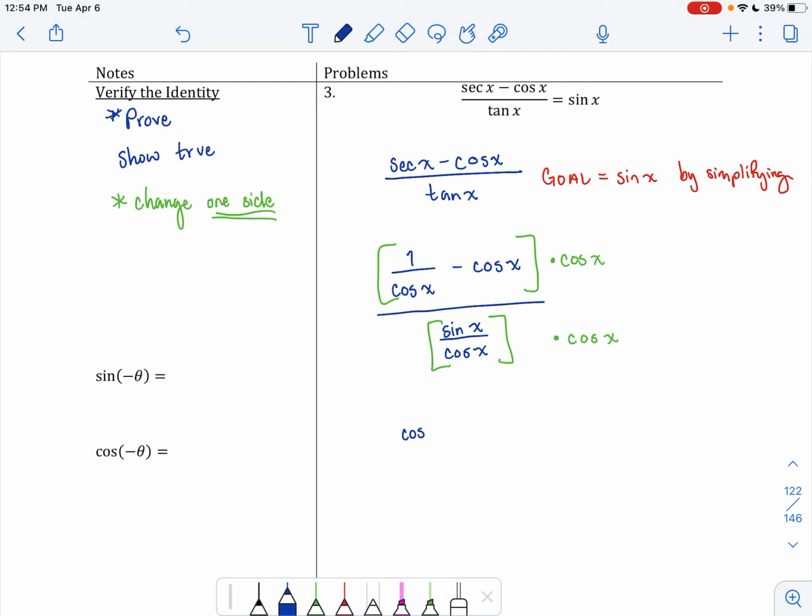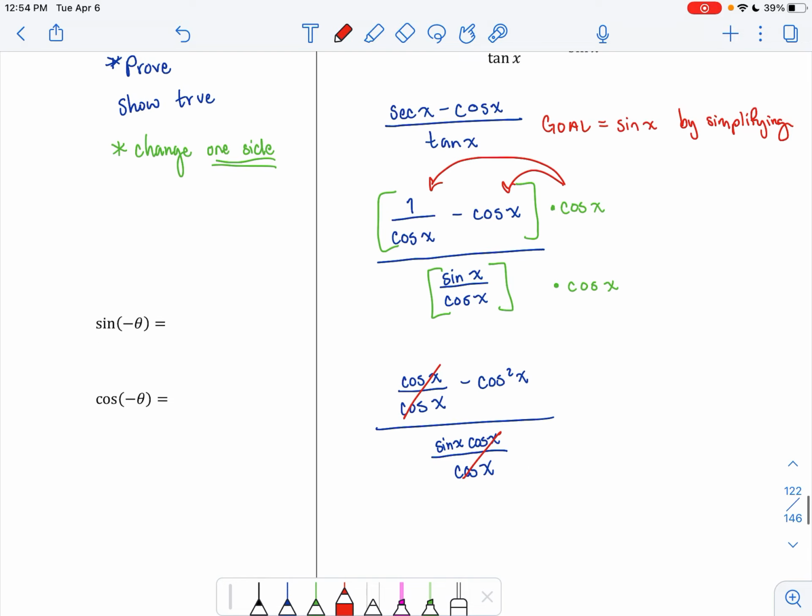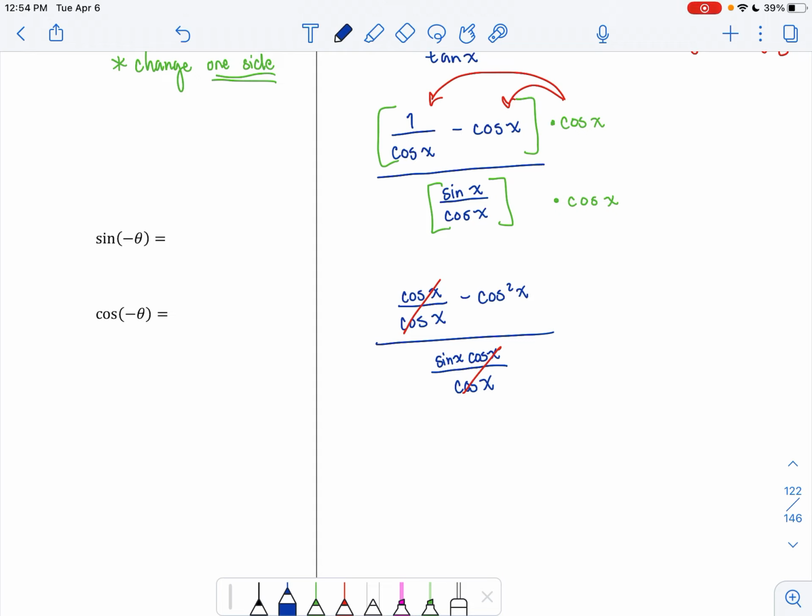So just like before, if you have a fraction in a fraction, you can multiply by the common denominator. And what that gives you, if you write it out, is cosine x over cosine x minus cosine squared as we distribute to the numerator. And then in the denominator, we've got sine x cosine x over cosine x. These cancel, this cancels, and what we're left with is 1 minus cosine squared x over sine x. Okay, we're getting a little bit more simplified.